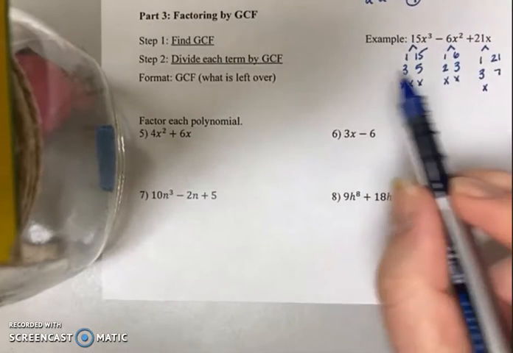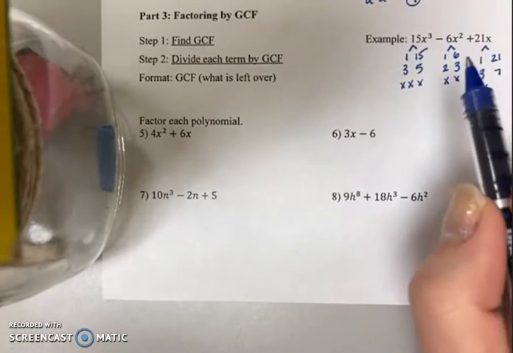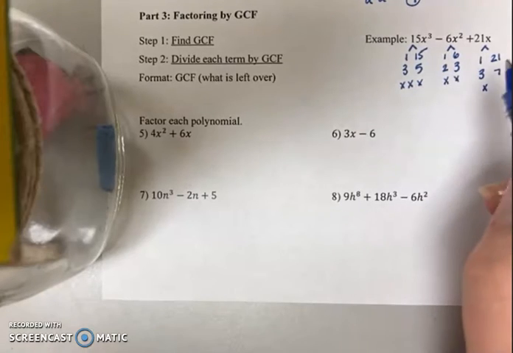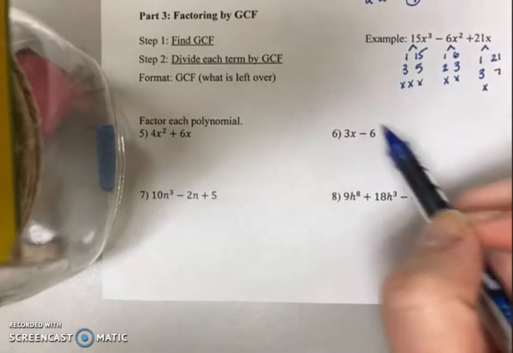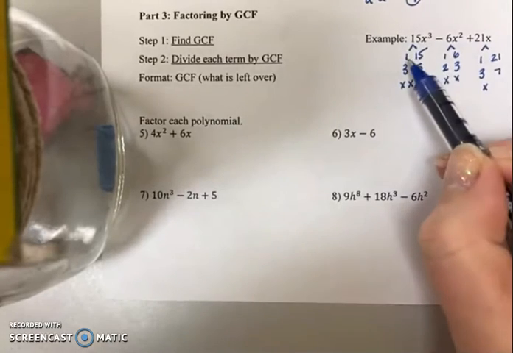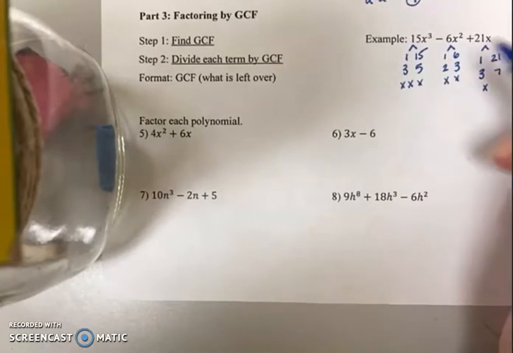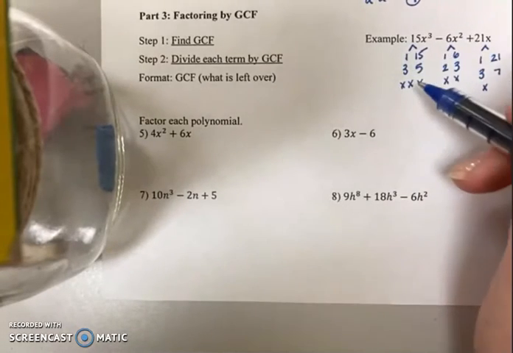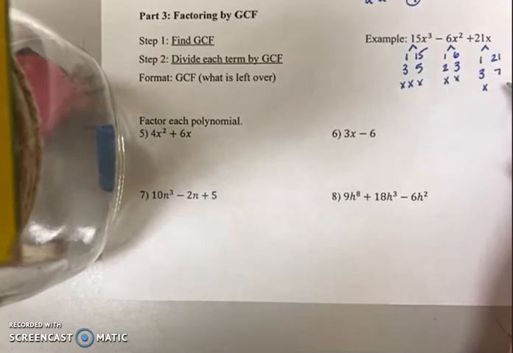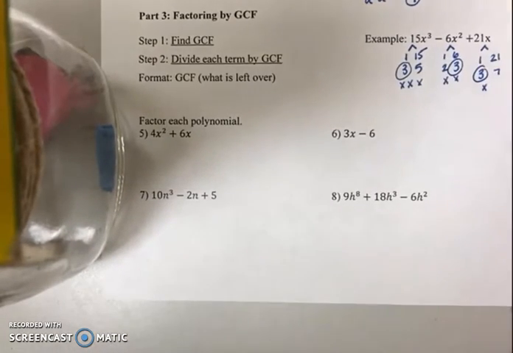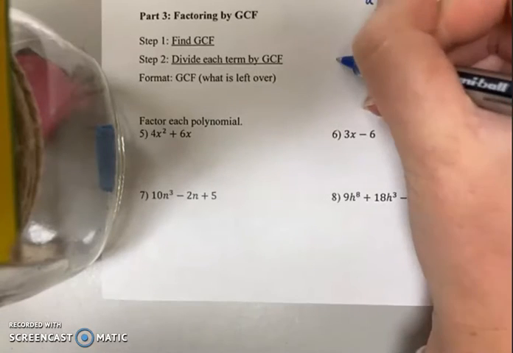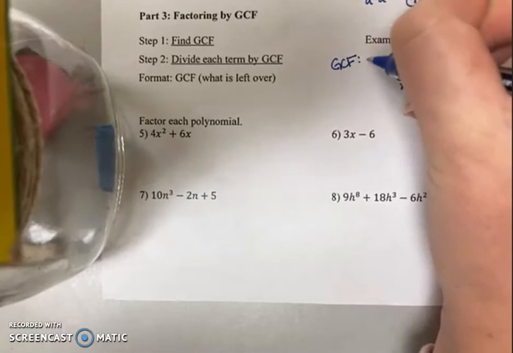So in this case, there are 3 terms, not just 2. So we have to look at what do all of them have in common. Well, they all have a 1. They also all have a 3. So if I'm thinking at the numbers, 3 would be the greatest common factor. So I'll put GCF. There's a 3.